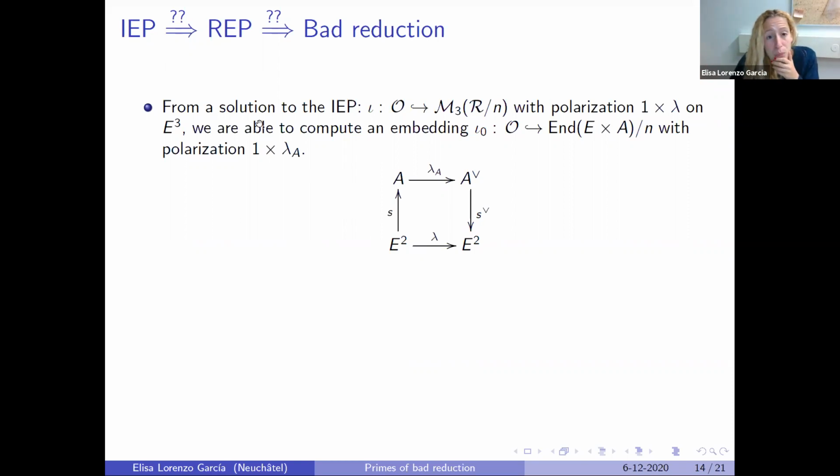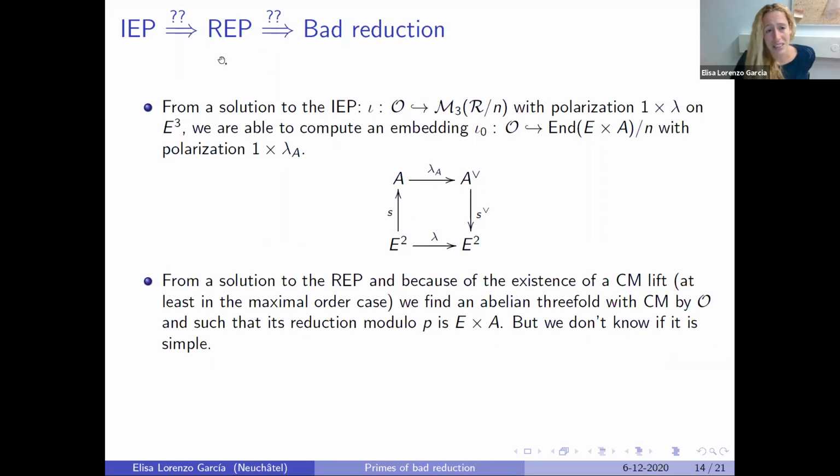But what is the problem? The problem is that we know how to do it by hand. If we start with a solution to the YEP, by hand we can compute an embedding of O into the homomorphism ring of E times A. So we can compute an explicit A with an explicit polarization, and we get something that looks like a solution to the REP, but we are not able to prove in general that we can get rid of this denominator n. Case by case, we can compute and check it, but we cannot prove in full generality that you can always get a solution to the REP from a solution to the YEP. But for a particular case, it works.